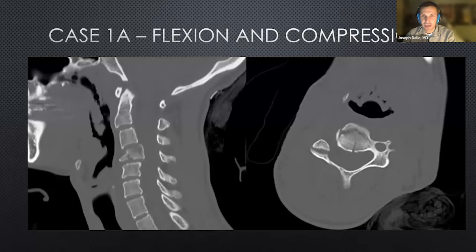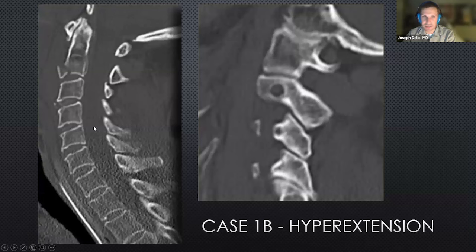So 1A is flexion and compression, right? So this is a flexion teardrop fracture. You can see here we have a fragment on this sagittal image, and then we have a fracture line going here through the axial. 1B is hyperextension. This is an extension teardrop injury. You can see this little fracture fragment here from the C2 vertebral body, but our facets are normal in alignment.